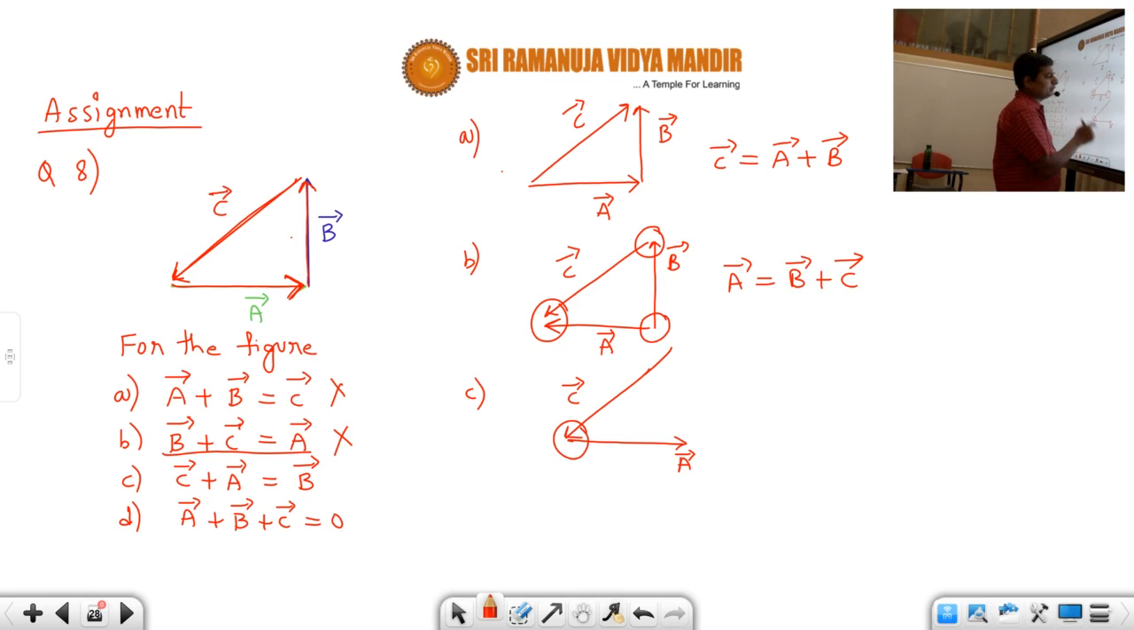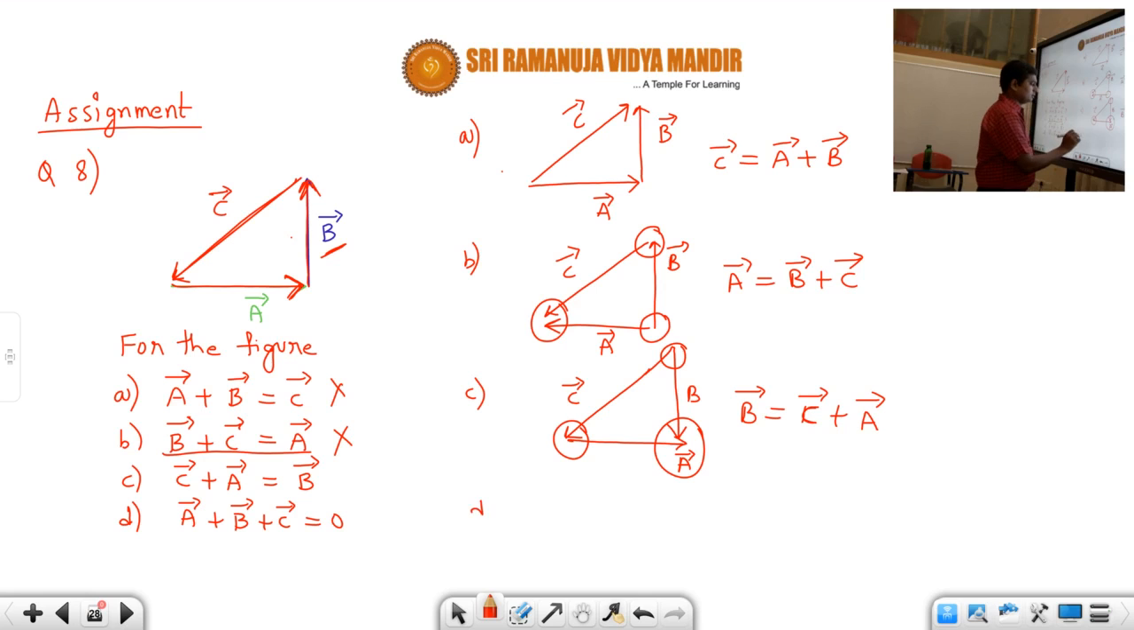Now if you want to add these two vectors, A bar and C bar, we should draw the line like this such that the two tails are at one place and the two heads are at one place. But looking at the vector B direction, here it is given as upward, but here it should be downward. If it is downward, then only this relation is true, where B vector is equal to C vector plus A vector. So the last relation, students: A bar plus B bar plus C bar is equal to 0.